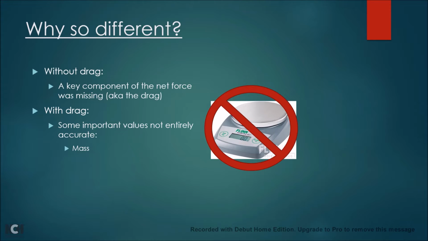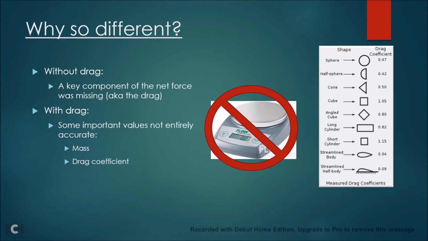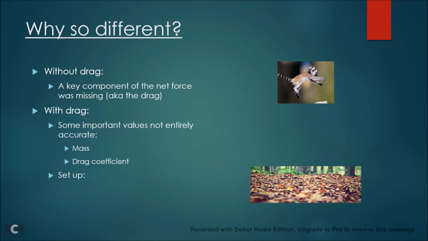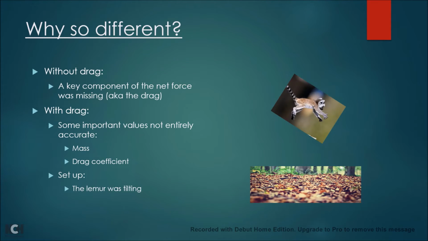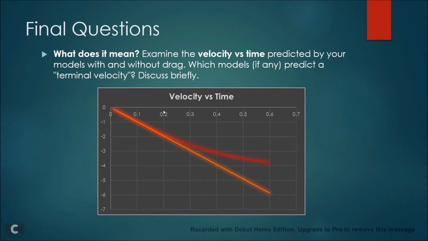The second was the drag coefficient, which due to the complex shape of our object, we could not know precisely. These could have had an effect on our velocity and position values as the experiment went on. There were also issues with the initial setup of the experiment, as the lemur tilted while falling, changing the drag coefficient at different time intervals as it fell. Okay, now to answer final questions.